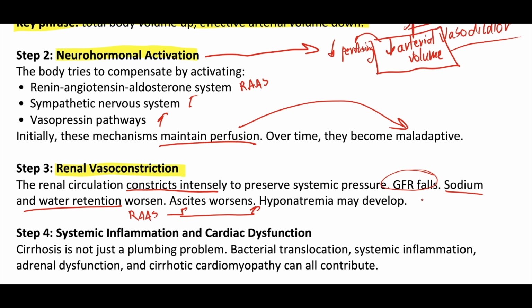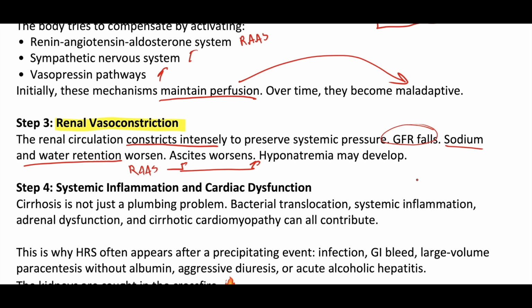So you kind of see how the spiral is starting. You get increased nitric oxide and other local vasodilators in the splanchnic circulation that causes pooling of the blood in that splanchnic circulation. That leads to less circulating arterial blood volume, which then causes your body to activate the RAS system, the sympathetic nervous system, the vasopressin pathways. This then leads to renal vasoconstriction, right? Because your body is trying to vasoconstrict to preserve that systemic blood pressure. That renal vasoconstriction then leads to more sodium and water retention, and the circle keeps going around.